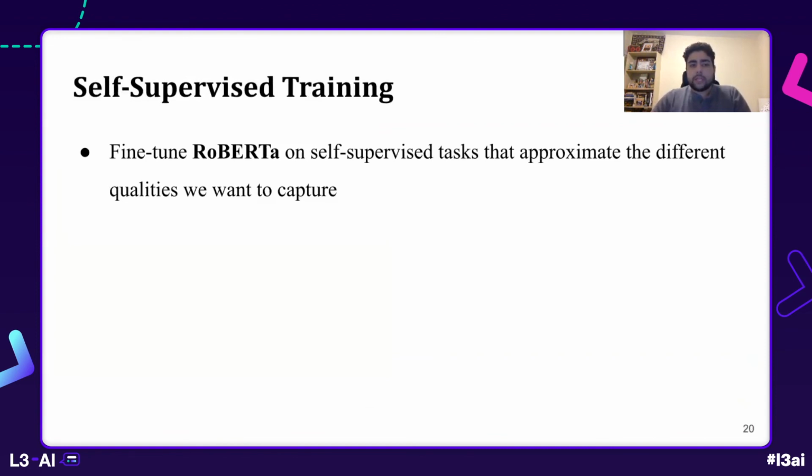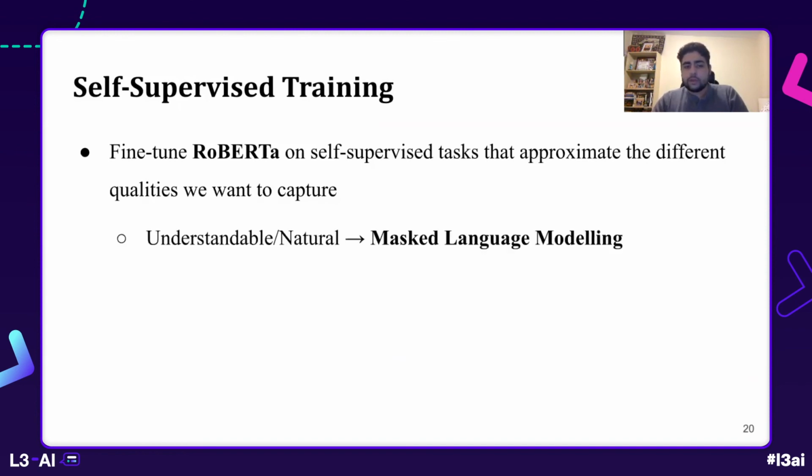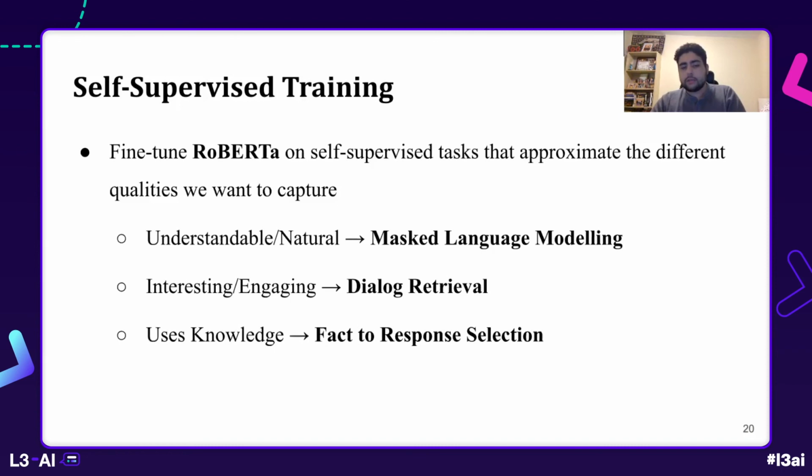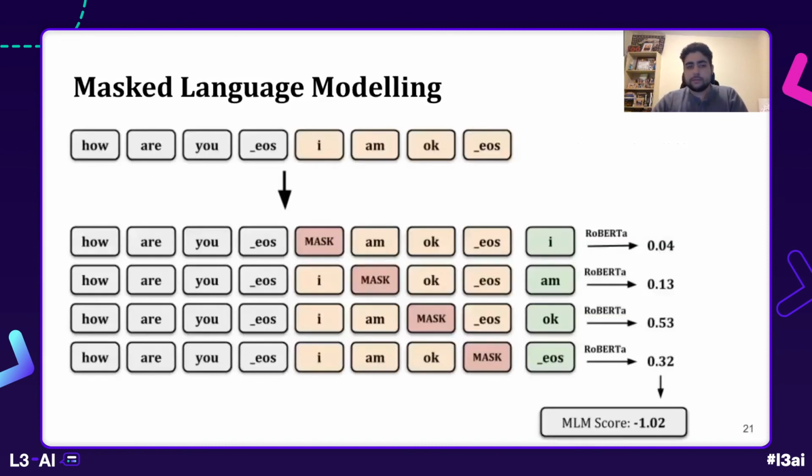We take a pre-trained language model, Roberta, and we fine-tune it on self-supervised tasks that aim to approximate the different dialogue qualities that we want to capture. So for qualities like understandable and natural, our task is masked language modeling. For interesting and engaging, our task is dialogue retrieval. And then for uses knowledge, our task is fact to response selection.